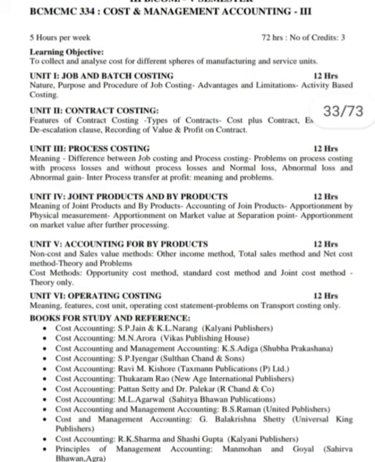Next we'll see about the unit 6, that is the operating costing. What is the meaning of operating costing? What are the features of operating costing, and the cost unit. Unit of a particular cost of a particular unit, and the operating cost statement, how to prepare the operating cost statement, and problems on the transport costing only. Under the operating costing, only the problems relating to the transportation system. Operating costing is nothing but relating to the service providing, right?